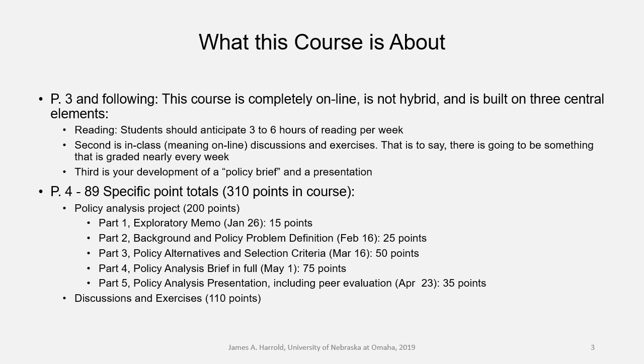The second part, and this is where we start following really the Bardach book, his eight-step approach. The first thing I'm going to have you write is the background and policy problem definition. That's going to be worth 25 points. I'm going to give you feedback on that. Then you're going to use that to write the third part. You're going to take the feedback I gave you and tweak the background and policy problem definition a little bit, and you're going to add on to that the policy alternatives and selection criteria.